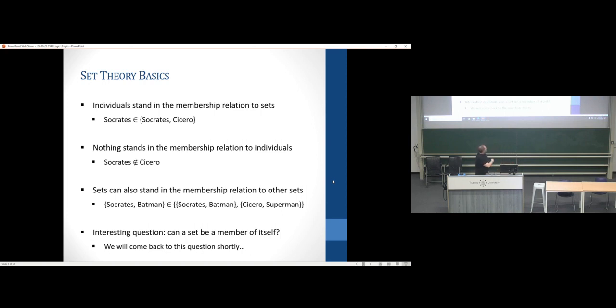So a question we'll come back to. So again, the big idea here that I want to get across: individuals can be members of sets. Sets can be members of sets. One question we'll come back to: can a set be a member of itself? Probably, but we'll talk about it.